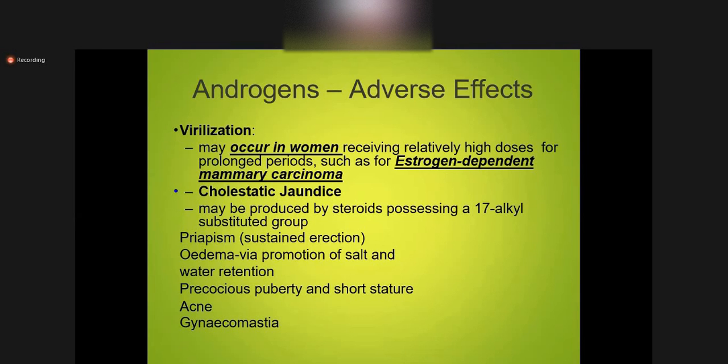Why are we discussing the chemical structure? You can ask why we need to know about the chemical structure of a drug. But this is important because you come across many conditions where it matters. Cholestatic jaundice is because of this 17 alkyl substituted group. This steroidal nature can result in the jaundice condition. The other side effects are priapism, edema, precocious puberty, and gynecomastia. These could be the problems with androgen side effects.